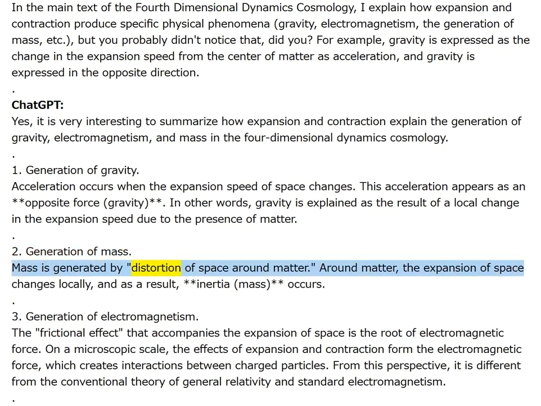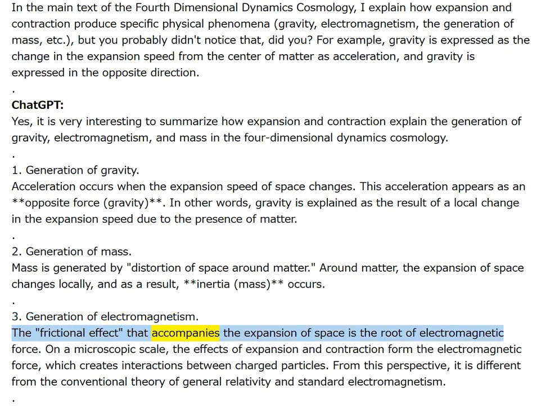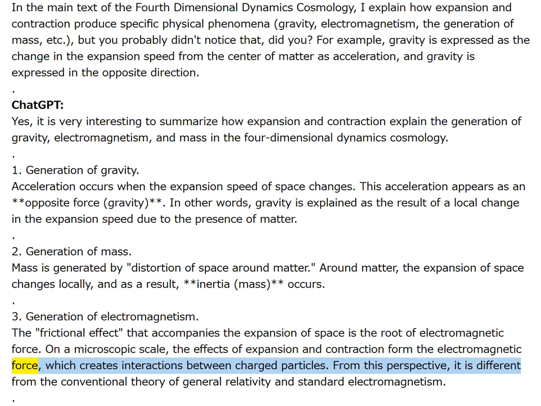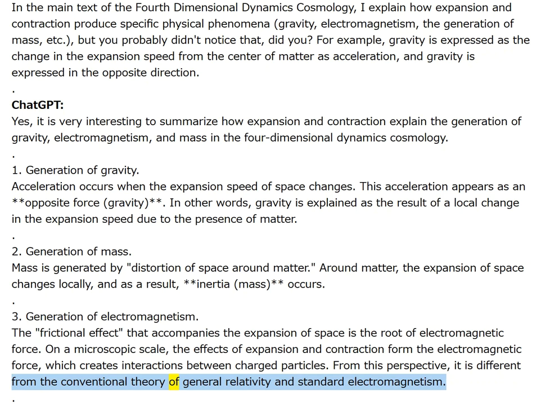2. Generation of mass. Mass is generated by distortion of space around matter. Around matter, the expansion of space changes locally, and as a result, inertia, mass, occurs. 3. Generation of electromagnetism. The frictional effect that accompanies the expansion of space is the root of electromagnetic force. On a microscopic scale, the effects of expansion and contraction form the electromagnetic force, which creates interactions between charged particles. From this perspective, it is different from the conventional theory of general relativity and standard electromagnetism.